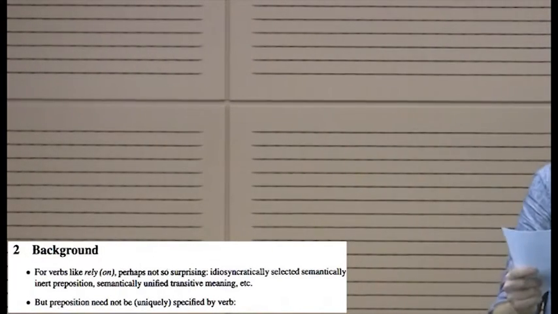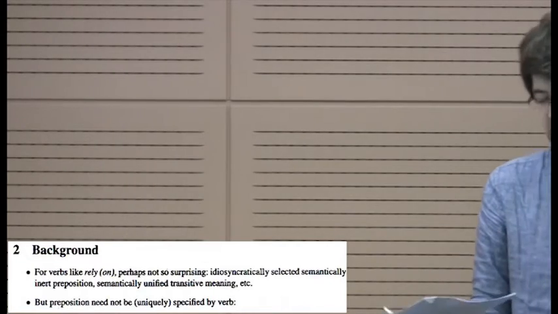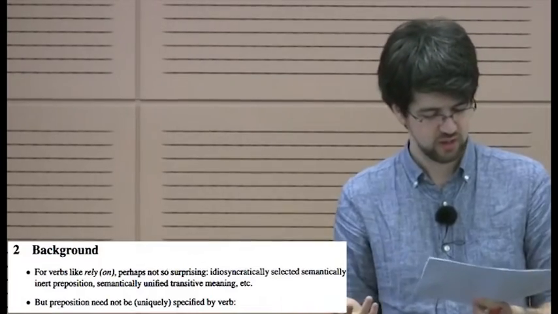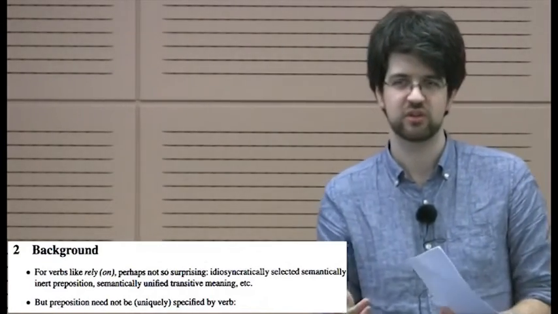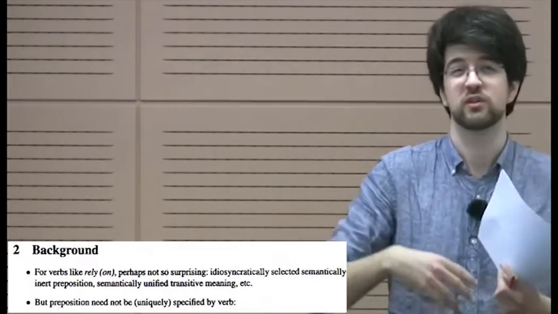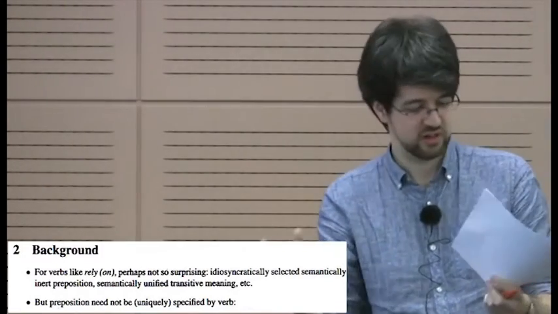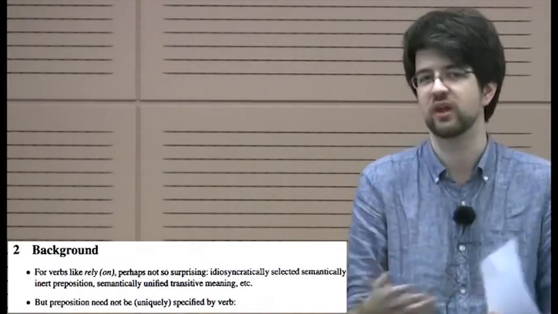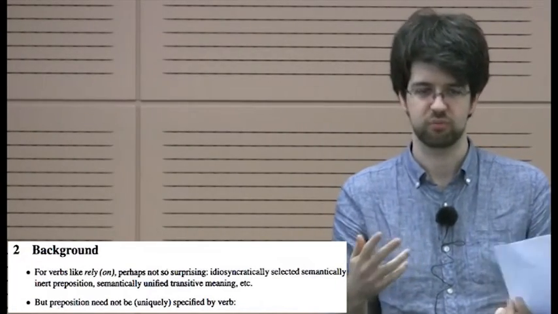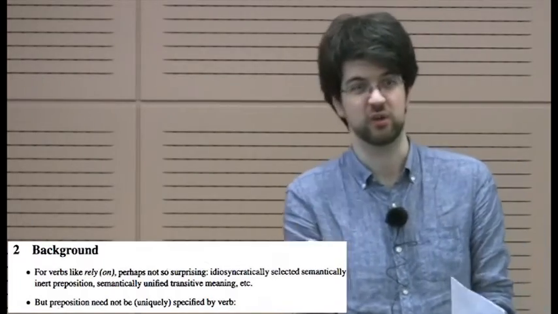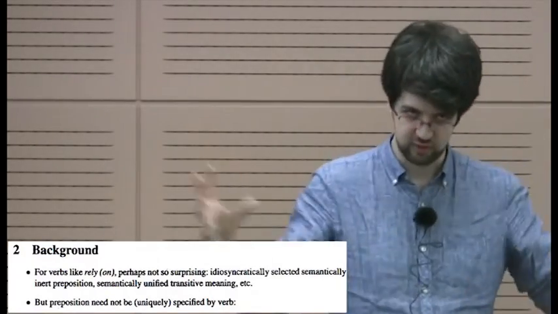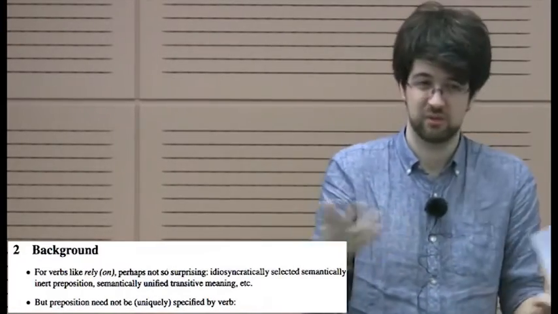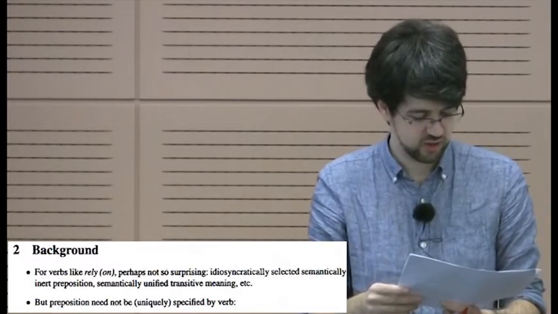Right, so starting off, if we think about verbs like rely on, these prepositional verbs, it's maybe not that surprising that they have this passive alternation, right? Because you have this idiosyncratically selected preposition that's semantically inert, so it's not really doing anything. The complex is operating as a whole, and as a whole it has a unified transitive meaning. So if you were to write the meaning of rely in some kind of logical language, you'd probably have a two-place predicate rely-on, because it's a unified semantic whole. And given that it has a transitive meaning, it's not surprising that it participates in the passive, because transitivity and passive go together.